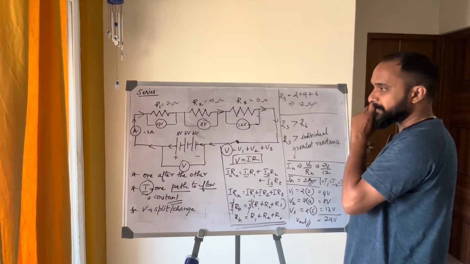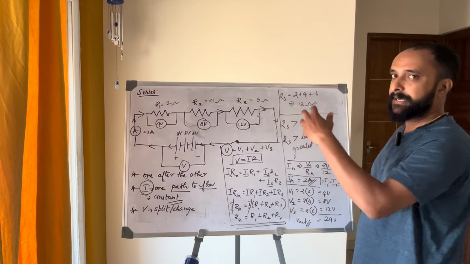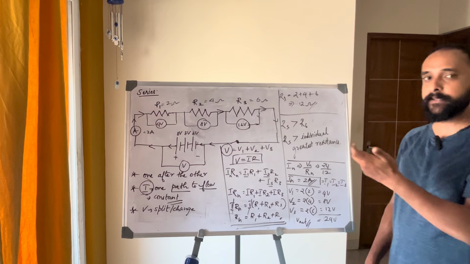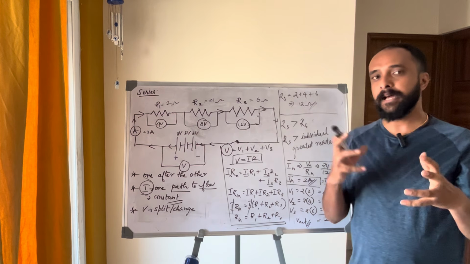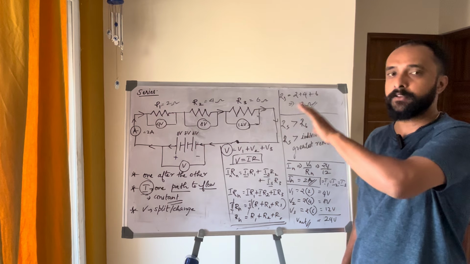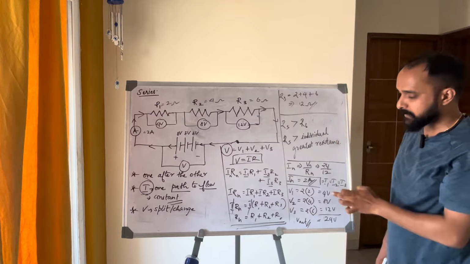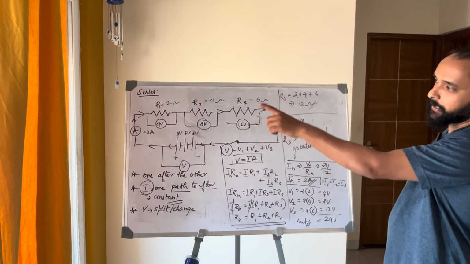The reason is that anywhere the current is not splitting, that is why the current is the same. But in some complex circuits, you will get series and parallel mixed. There we can't apply it directly. But this basic law can be used anywhere you find a series circuit.